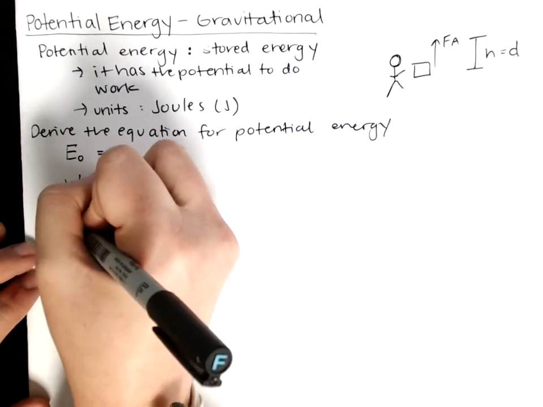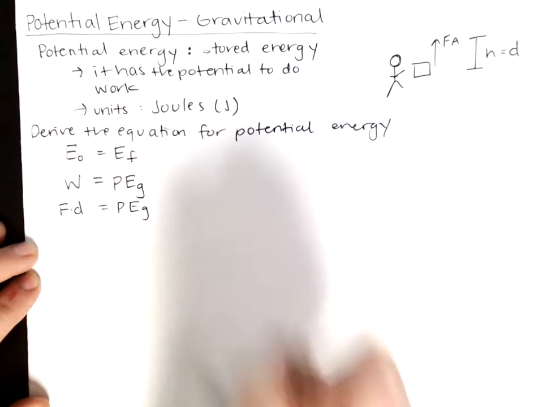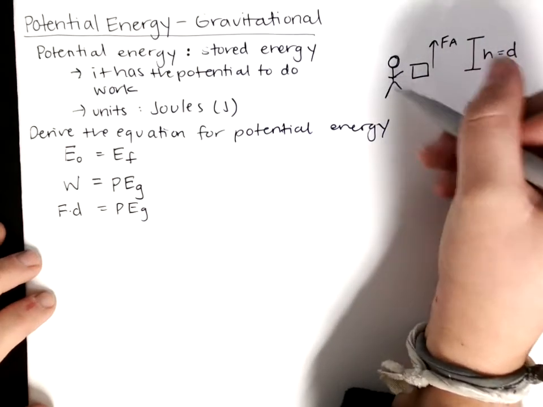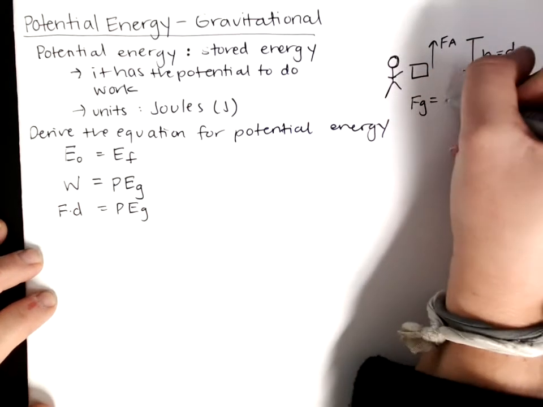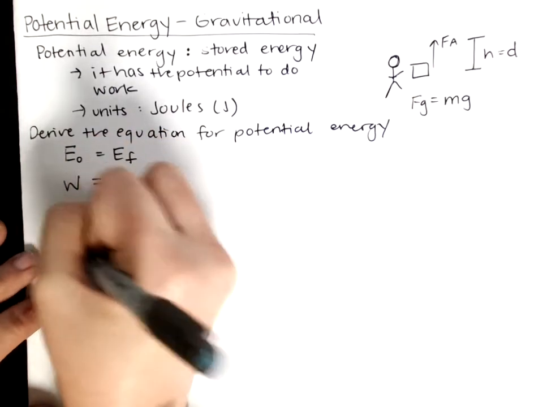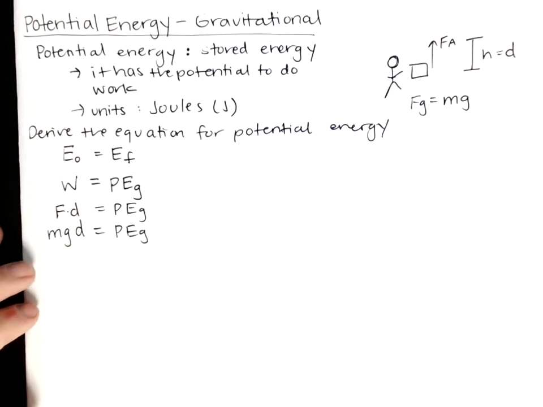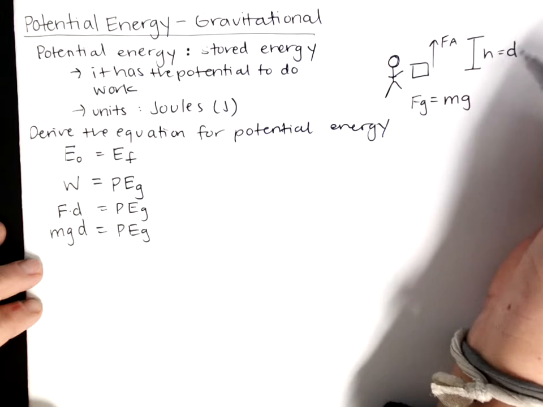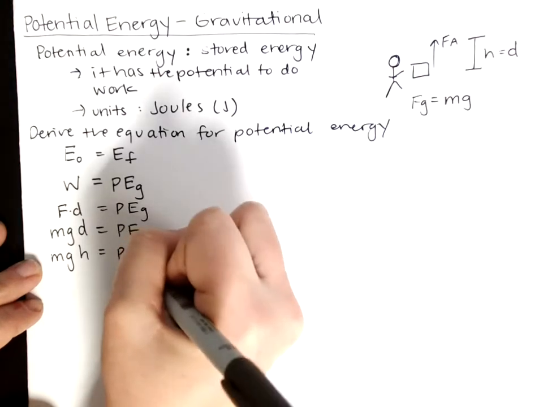So work, well, we know the equation of work. Work is equal to force times distance. Right now I'm going to show you how we derive gravitational potential energy. We also know that the force required to lift it up was the force of its weight. The weight of this box is equal to mass times gravity. So this force, mg, times distance equals gravitational potential energy. And once again, another convention in physics: when we talk about gravitational potential energy, our height is referred to as an h, not a distance d. So let's replace this d with an h. mgh equals gravitational potential energy.